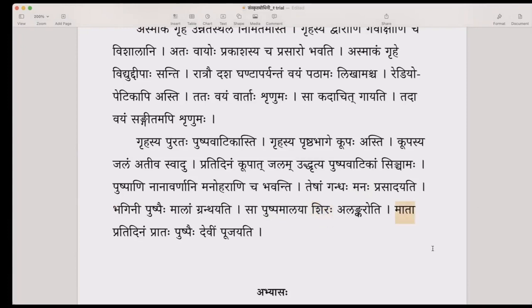Next. Mata pratidinam prataha pushpaihi devim pujayati. Mother, every day, worships the Devi in the morning with flowers. Okay.